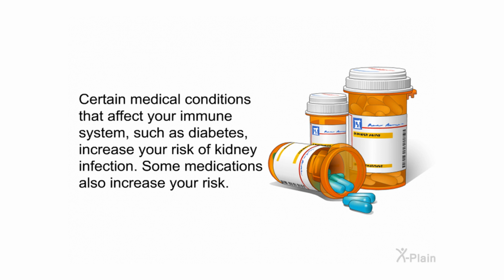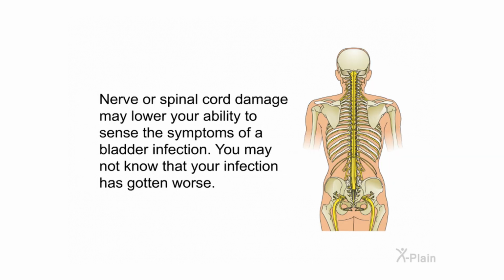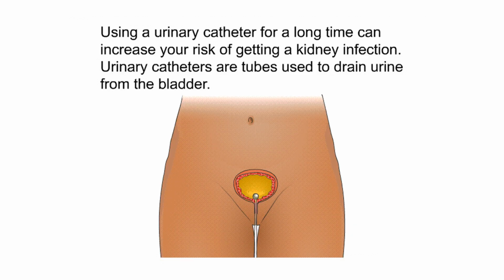Certain medical conditions that affect your immune system, such as diabetes, increase your risk of kidney infection. Some medications also increase your risk. Nerve or spinal cord damage may lower your ability to sense the symptoms of a bladder infection. You may not know that your infection has gotten worse. Using a urinary catheter for a long time can increase your risk of getting a kidney infection. Urinary catheters are tubes used to drain urine from the bladder.